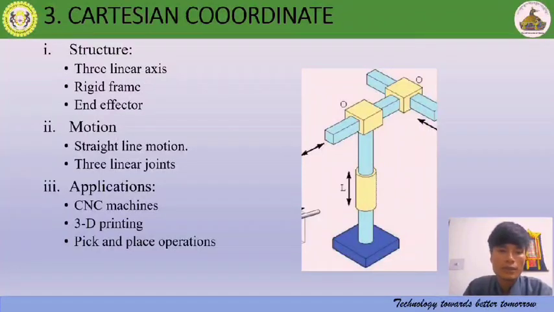I will begin with three linear axes. The robot is built with three linear actuators, each corresponding to one of the Cartesian axes.